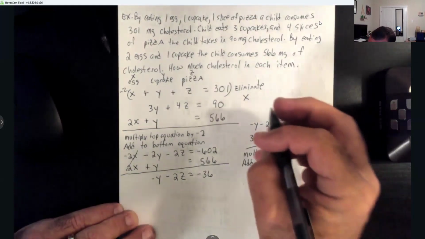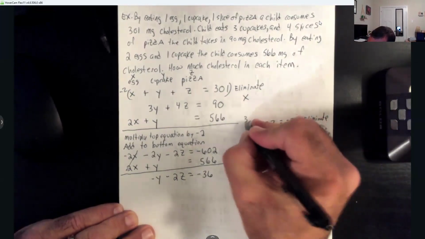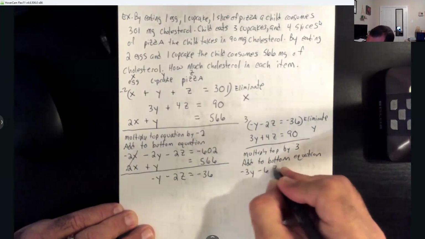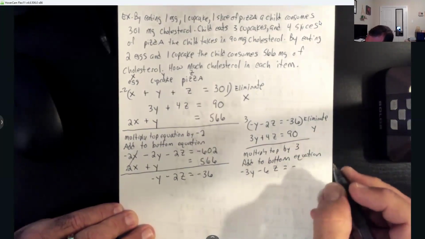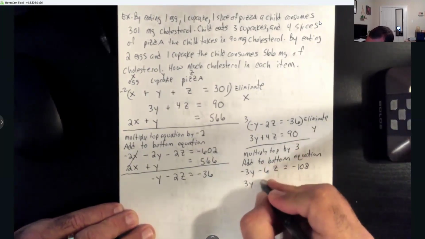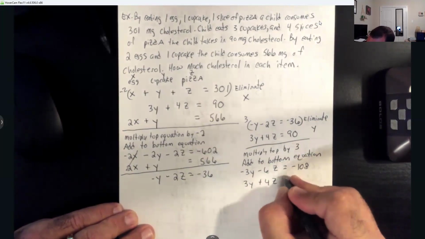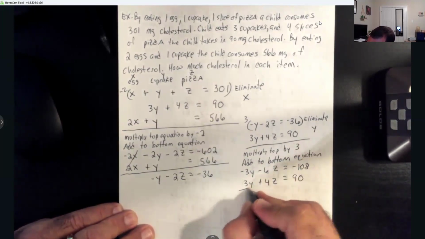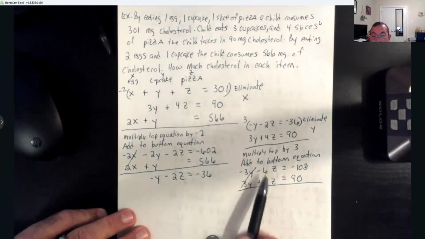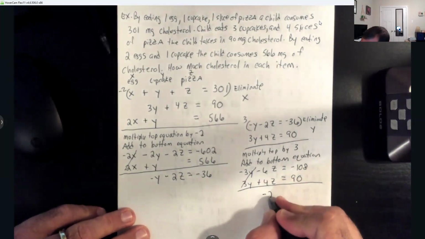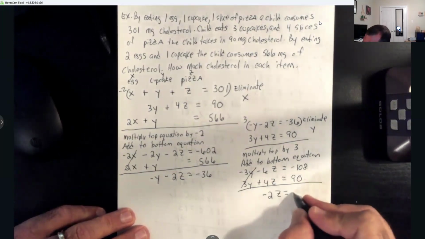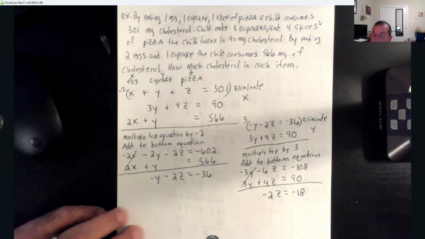All right, so that's going to be all up here multiplied by 3. So we'll get -3y minus 6z equals -108. This one stayed 3y plus 4z equals 90. All right, good job. The y's cancel. -6 and 4 give me a -2z. And then -108 and 90 give me a -18.